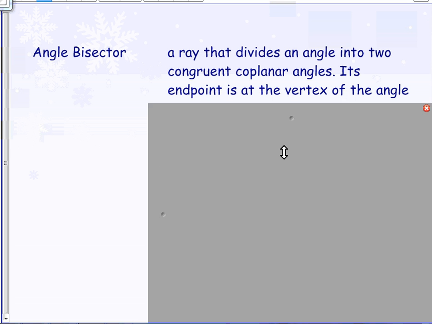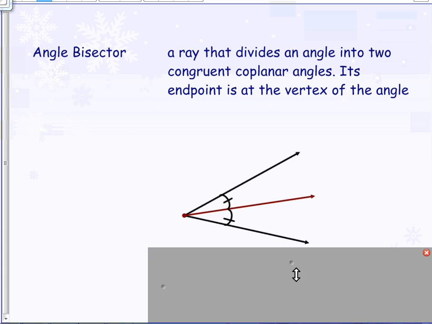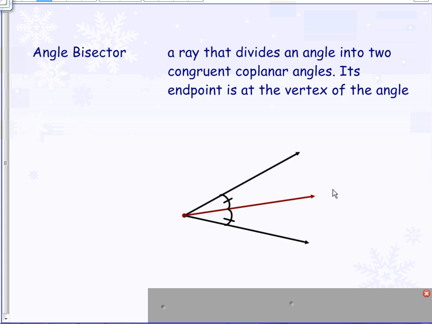All right, the next construction we're going to be talking about is an angle bisector. An angle bisector, just like a perpendicular bisector, is a ray that divides an angle into two congruent coplanar angles, and its endpoint is at a vertex. So we have this angle, and the red ray is what is bisecting the angle, making two completely congruent angles.